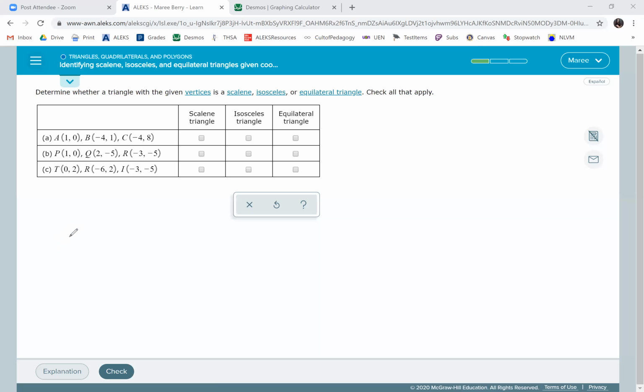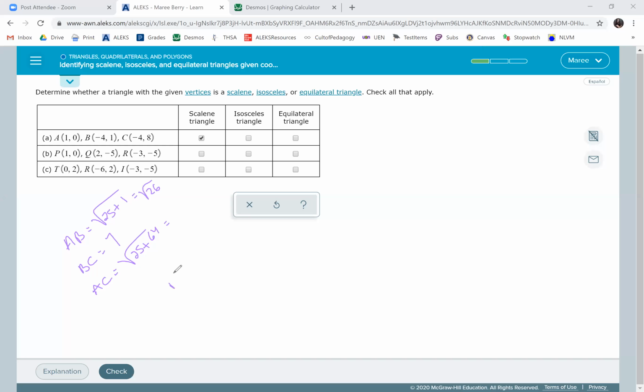Okay, AB, BC, and AC. So AB, the x's are 5 apart, so square root of 25. The y's are 1 apart, so 1 squared is 1, square root of 26. BC, 0 and 7, the square root of 7 squared is just 7. AC, the 1 and -4, that's 5 apart. The y's are 8 apart, 64. So that's no way, it's neither of those. So it's going to be scalene.